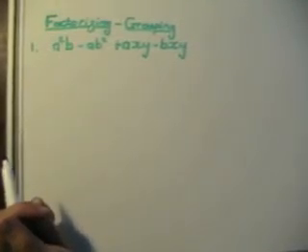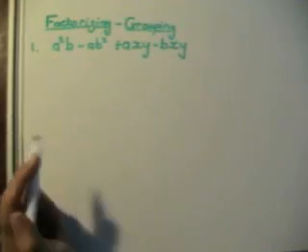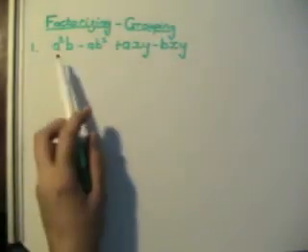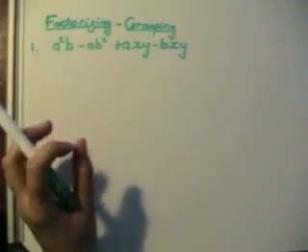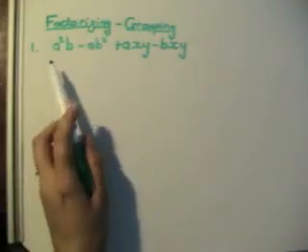Factorizing grouping. Now, grouping is a type of factorizing that's actually just a fancy taking out the highest common factor problem.